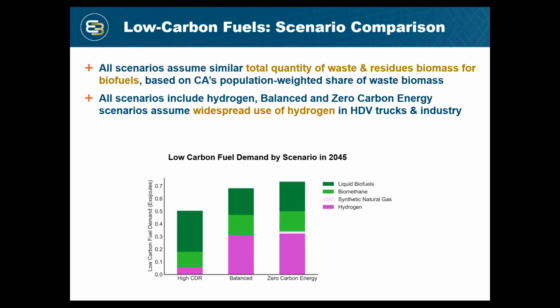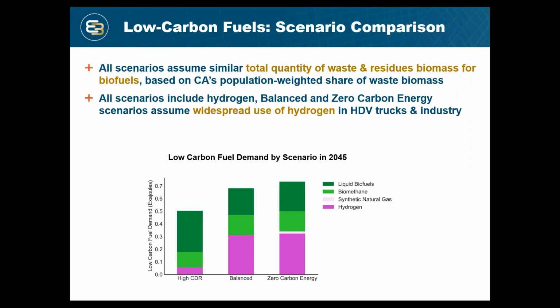This figure shows a comparison of low carbon fuels between the three scenarios. And you'll see that the biofuels are shown in green. The biomethane is the lighter green, liquid biofuels being renewable diesel, renewable gasoline, or aviation fuel are shown in the darker green. There's about the same amount of biofuels in all three scenarios. We're essentially using the total maximum supply that we think California could have access to, including imports of advanced biofuels from other parts of the country.